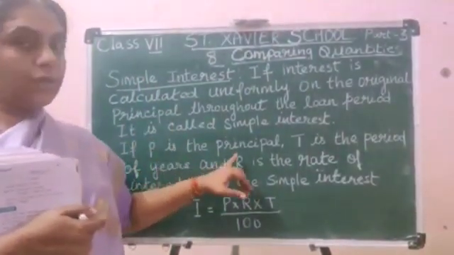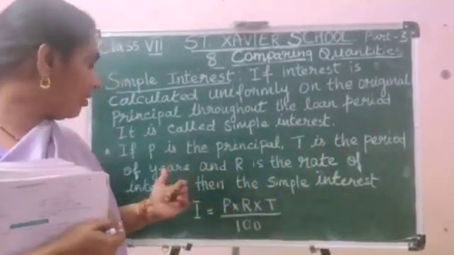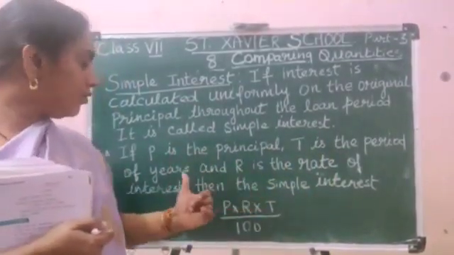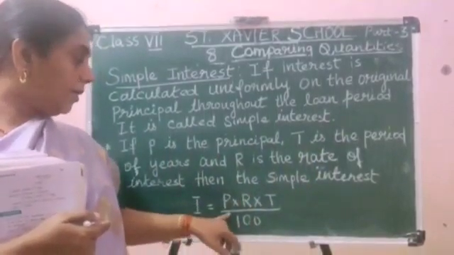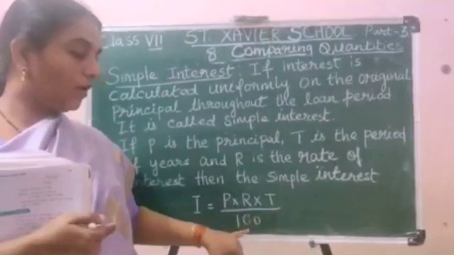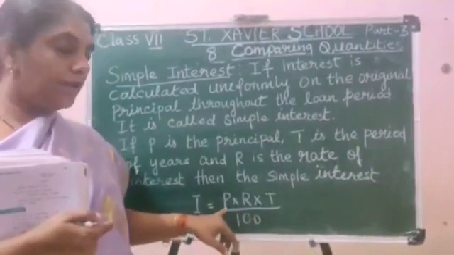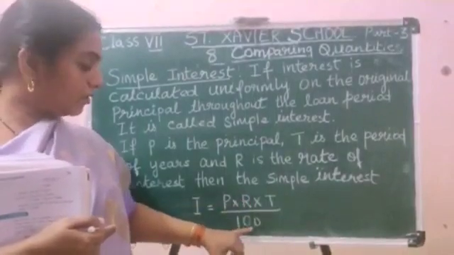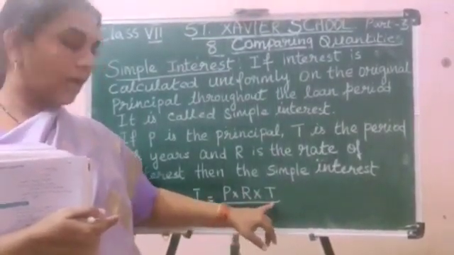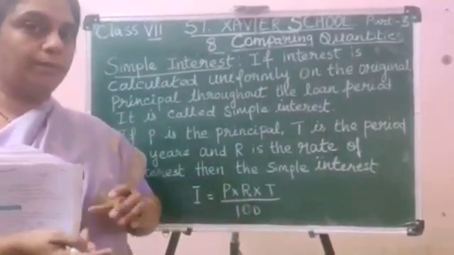So if P is the principal, T is the period in years, and R is the rate of interest, then the simple interest formula is I equals P into R into T divided by 100. P is the principal, R is the rate of interest. For that rate of interest it will be per 100, and that is why the 100 is kept. Into time. How much period of time?